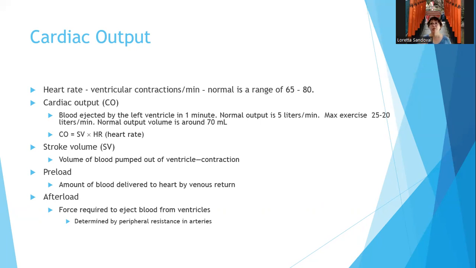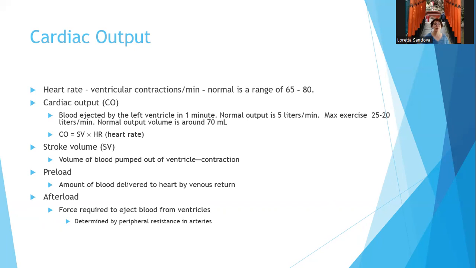And normal output is 5 liters per minute. So picture 5 liters right now. And 5 liters per minute is our normal cardiac output. So that's a lot. During exercise, it can go up as much as 20 to 25 liters per minute. Normal output volume per stroke is about 70 milliliters. So you do the math and you can figure out what your cardiac output is.